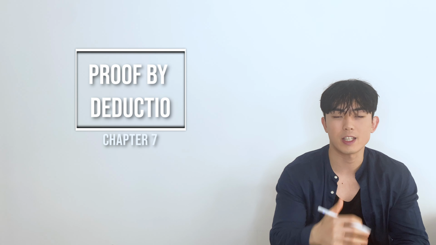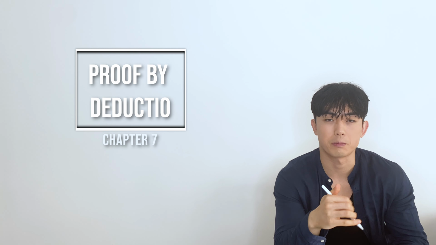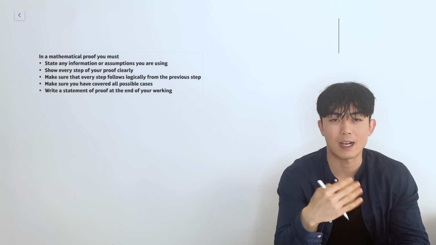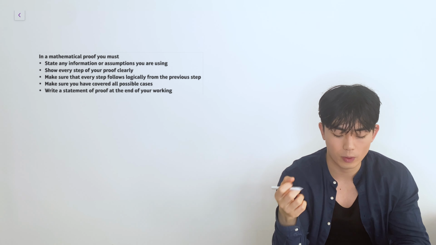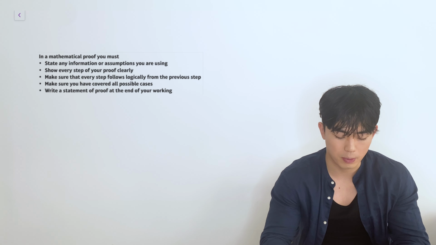Okay, so for the next three videos, we're going to be looking at proofs. There's three different types of proofs you need to know in Pure 1: proof by deduction, proof by counterexample, and proof by exhaustion. We're going to go through each individual proof in each separate video. So the first thing is going to be proof by deduction.